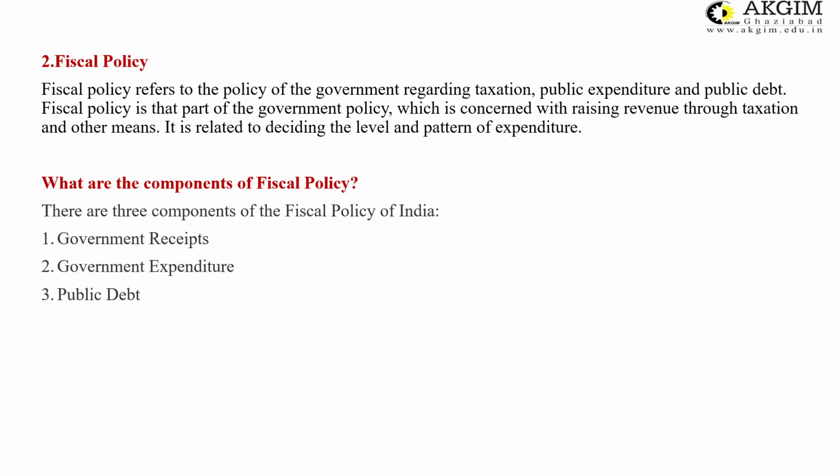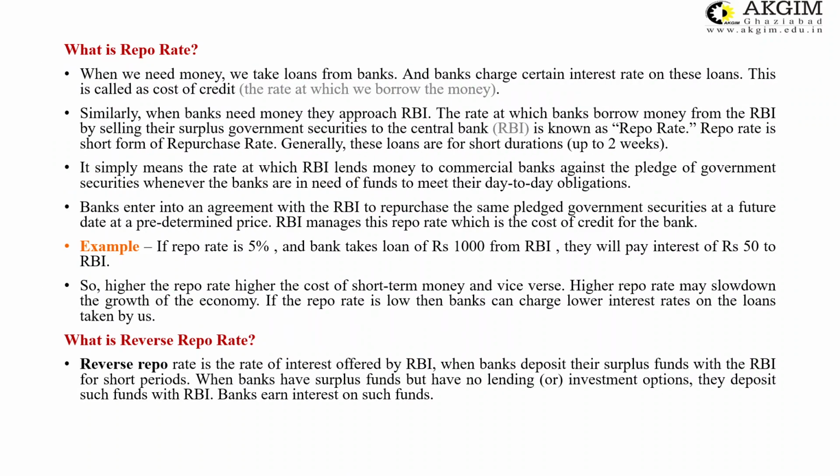The next important instrument available with the RBI is called the reverse repo rate. Reverse repo rate is the rate of interest offered by the RBI to the commercial banks. If the commercial banks have surplus funds, they may give a loan to the RBI. They may deposit all their surplus funds with the RBI for short periods, and the RBI pays interest to these commercial banks. So this is called the reverse repo rate.